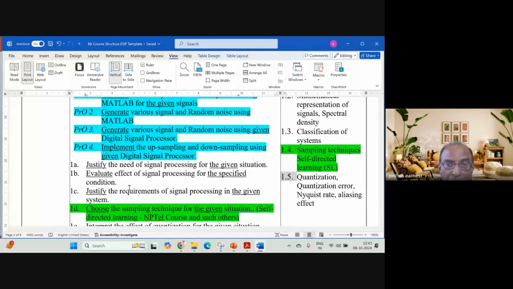If you take 1B, evaluate the effect of signal processing for the specified condition. So in the pen and paper test, what will you give? You'll give a specified condition, and then the student will say what is the effect of signal processing. So this is apply level. That means apply level means it will be at a real situation that you're going to give.